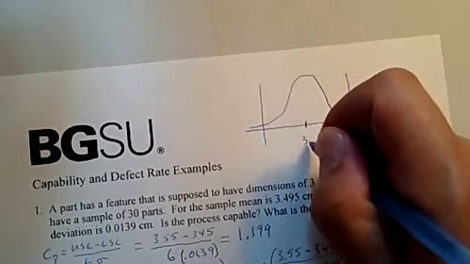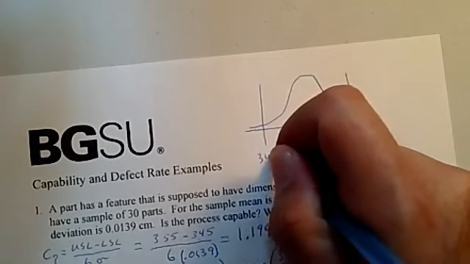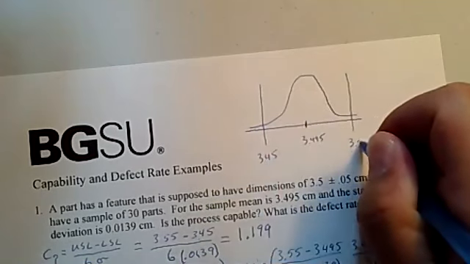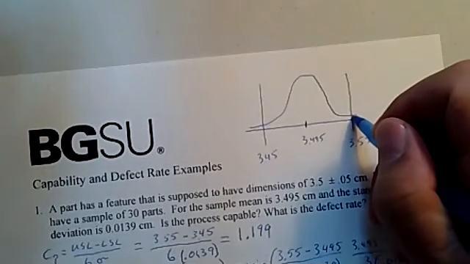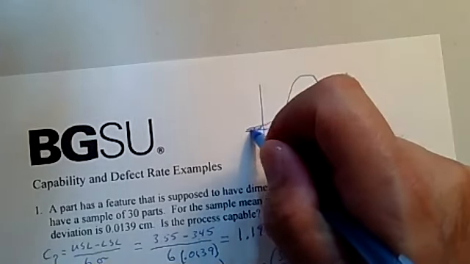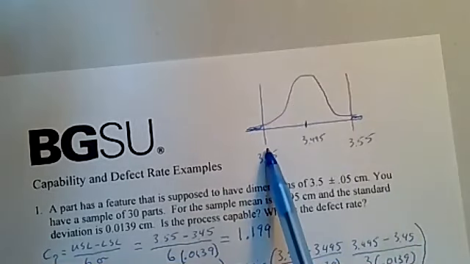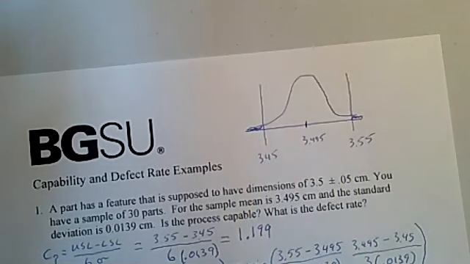This is 3.495. This is 3.45. This is 3.55. All right. What's out here in the tails is the defects. So it's a defect if it's smaller than the lower specification limit or larger than the upper specification limit. And so I can just find z-scores in order to find those defect rates.